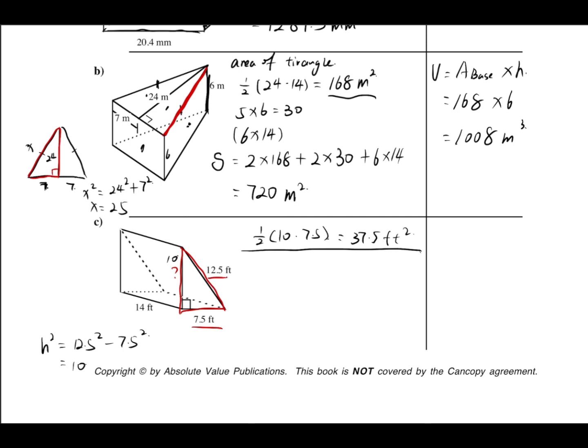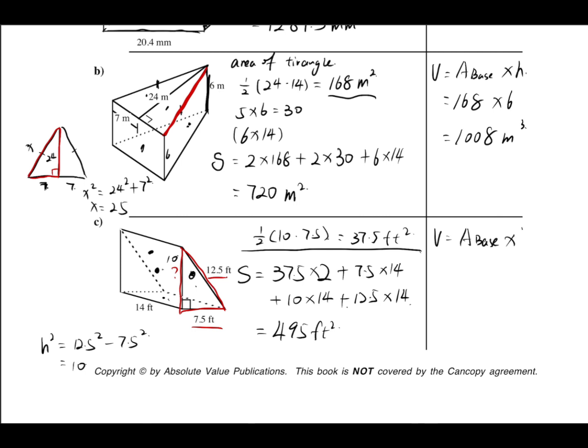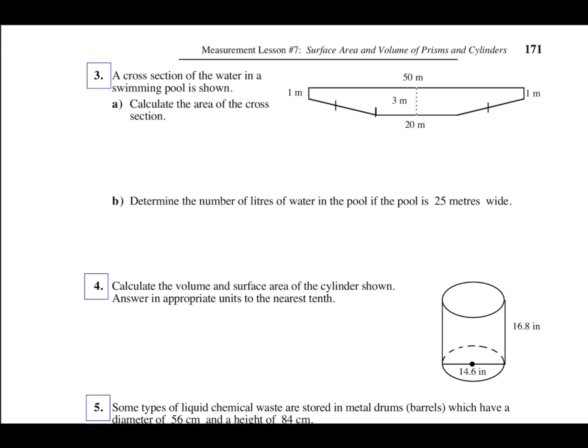Then we need to find the other parts: the bottom and this part. There are 3 areas and they are different. The surface area equals the front and the back, which are the same, 37.5 times 2, plus the bottom, 7.5 times 14, plus this area, 10 times 14, plus this part, 12.5 times 14. So the answer is this. For the volume, it's the area of the base times the height, 37.5 times 14, which equals 525 feet cubed.